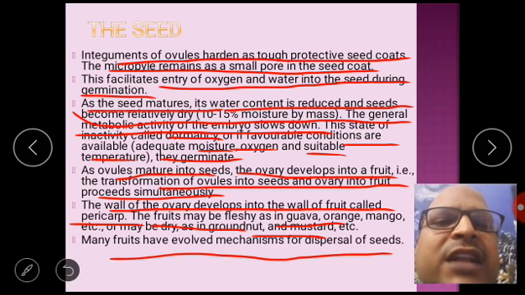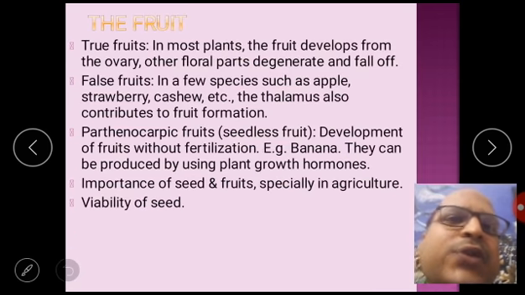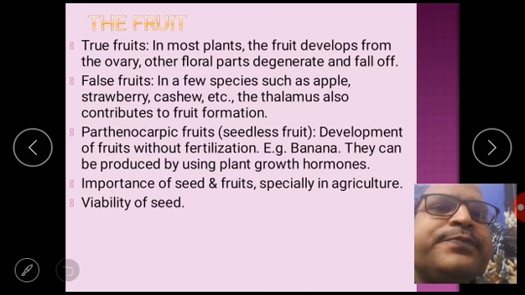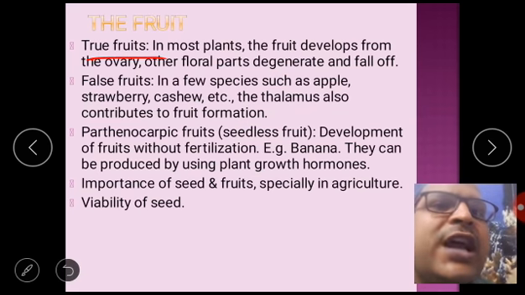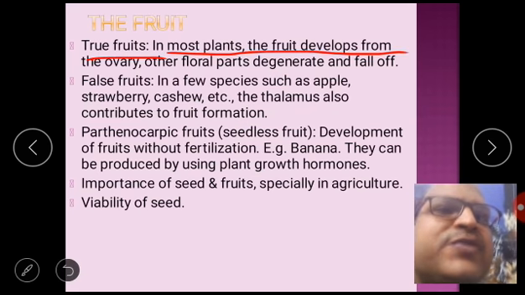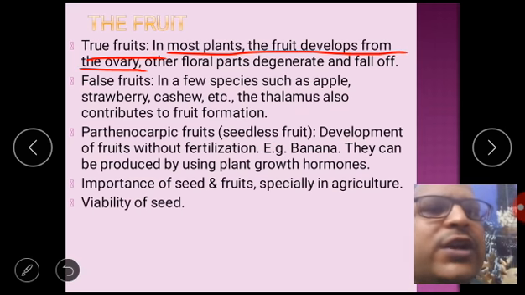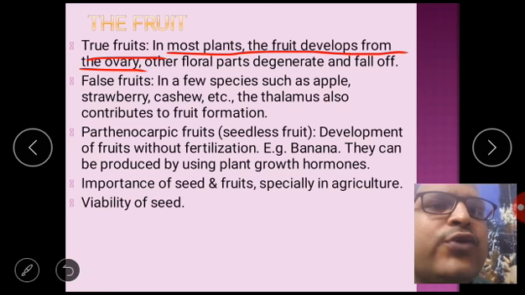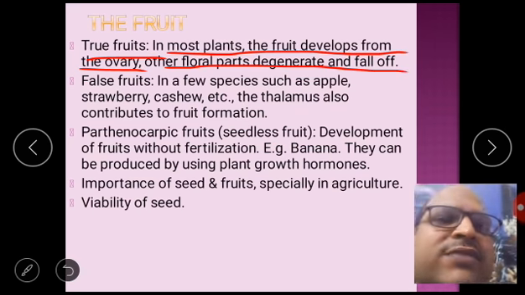In that manner, here the terms will be used as hydrochory, anemochory, zoochory and so on. Now the fruits: true fruits will be those, in most plants, where the fruit develops from the ovary. Only the ovary. So if the fruit develops from the ovary, it is known as a true fruit. Other floral parts degenerate and fall off, so this will be the true fruit.